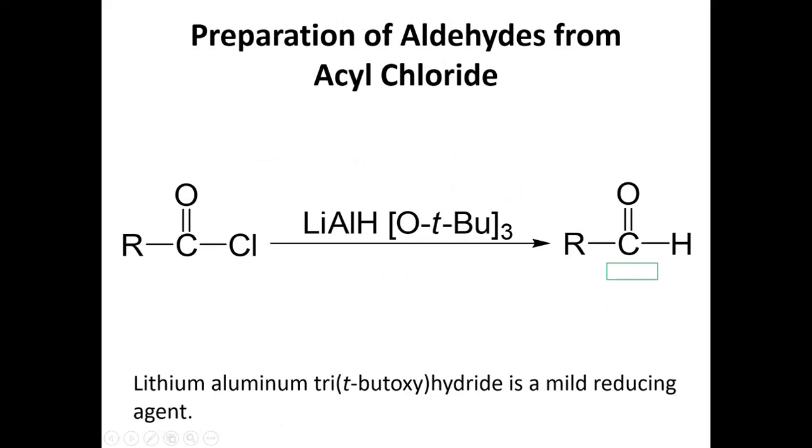Preparation of aldehyde from acyl chloride. Here you have acyl chloride. You react with lithium aluminium tri-tert-butoxide hydride, which is a mild reducing agent. So this means that here you reduce the chlorine to hydrogen to produce aldehyde.